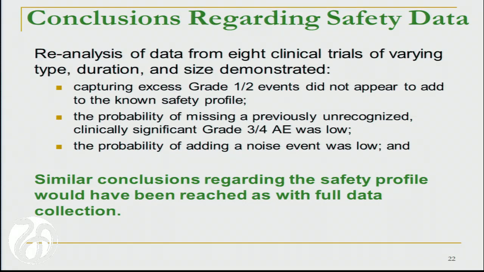So our conclusions really turned out to be that reanalysis of data from these 8 clinical trials of varying type, duration, size, and varying drug classes demonstrated that capturing excess grade 1 and 2 events did not appear to add to the known safety profile of the drug, that the probability of missing a previously unrecognized and clinically significant grade 3 or 4 adverse event was very low, that the probability of adding a noise event was also low, and that similar conclusions regarding the safety profile of the drug would have been reached from the subset analysis as would have been obtained from a full data collection in these particular studies.